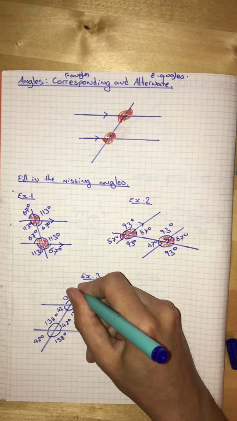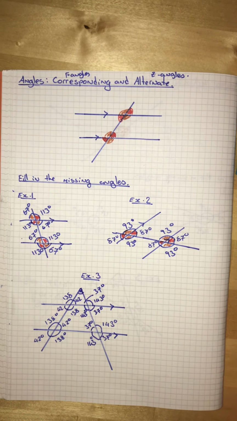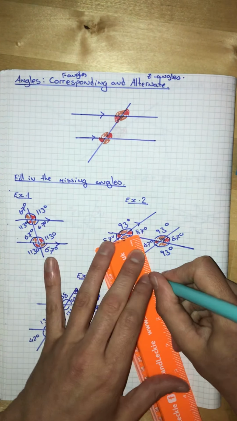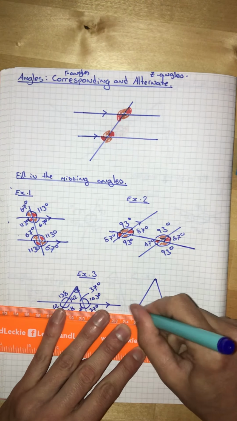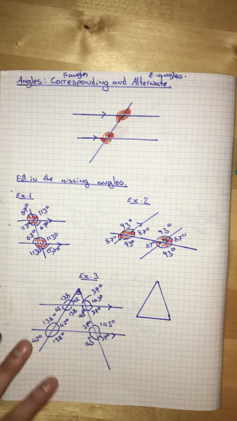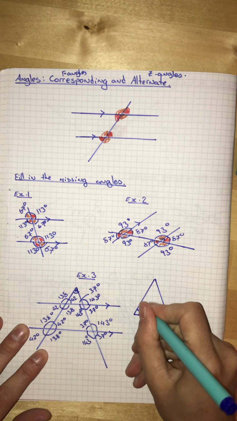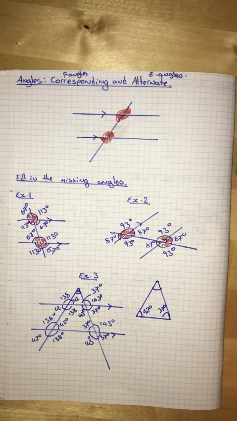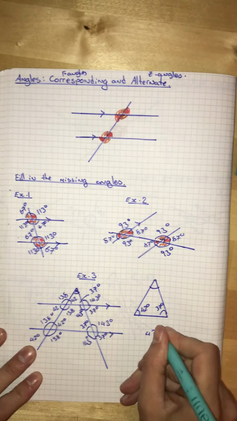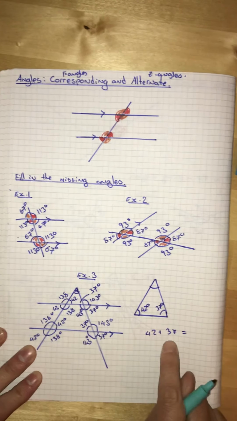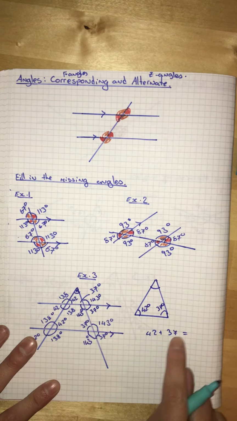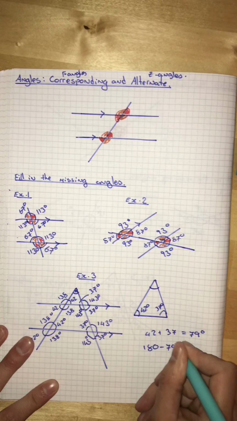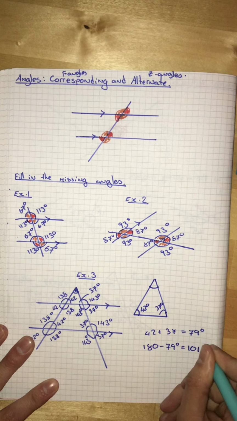Last one is a triangle. I'm going to draw that bigger so that you can see what's actually going on. So we can get that last angle. That's 42 degrees. That's 37 degrees. How are we going to get that? Well, 42 plus 37 is 40 plus 30 is 70, 72, 79 degrees. And then 180 minus 79 degrees will equal 101 degrees.